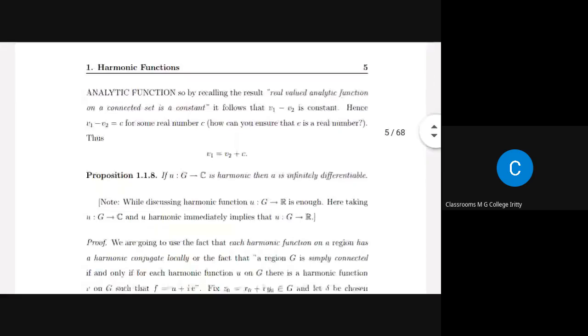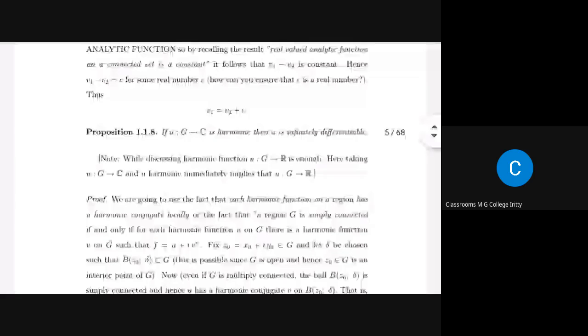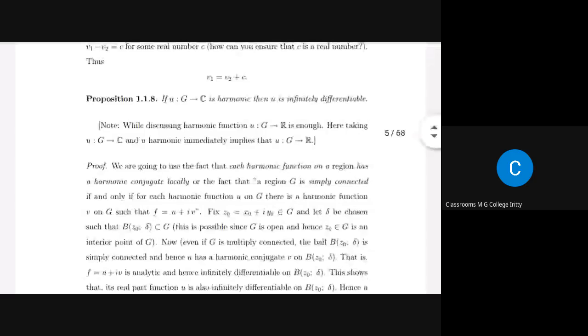Next proposition says that if u from G to C is harmonic, then u is infinitely differentiable. For this, first we find the function f equal to u plus iv that is analytic. Here, the region G is either simply connected or multiply connected. If it is simply connected, then we have a result that a region G is simply connected if and only if for each harmonic function u on G, there is a harmonic function v on G such that f equal to u plus iv is analytic.